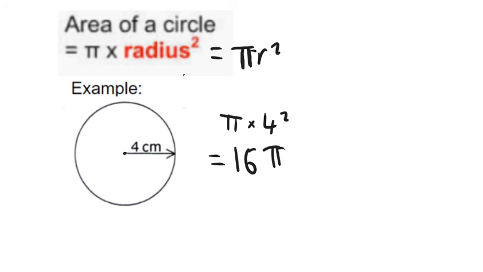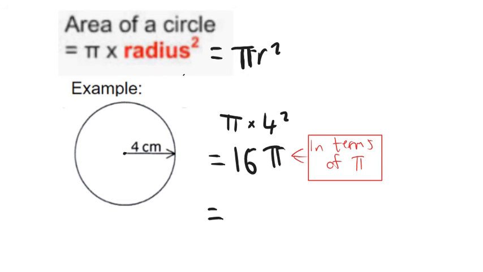Now that answer is actually in terms of pi. So that is the right answer, but it's given to us in terms of pi. In a question in an exam, you might be asked to give your answer in terms of pi. If you're asked to give your answer in terms of pi, then that's it. Obviously, you might be asked as well to give your answer to a certain number of decimal places.